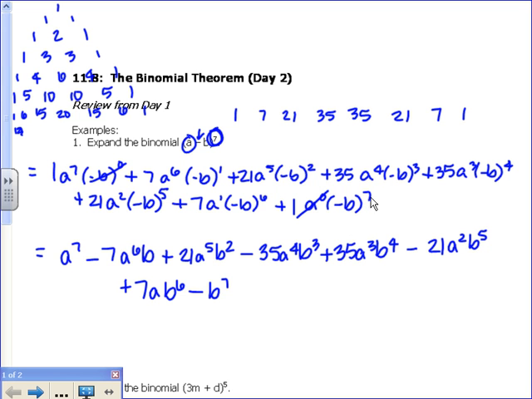Now remember, anything with an odd exponent is going to have a negative sign in front of it for the b. So if you take a look at your b's, even exponent has a positive sign in front of it.